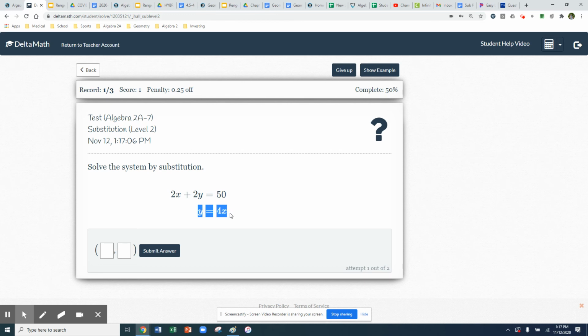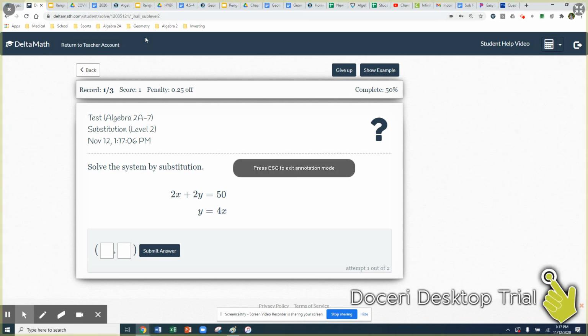Y equals 4x. So this tells me that wherever y is, you can also replace that with 4x. They're the same thing. So I'm going to take the 4x and I'm going to put that in for the y above. Here we go. 4x, replacing, substituting that y right there. So then it looks like this. We're going to have a 2x plus 2 times 4x. Right here, we took the y out, put in 4x, and that's going to equal then 50.